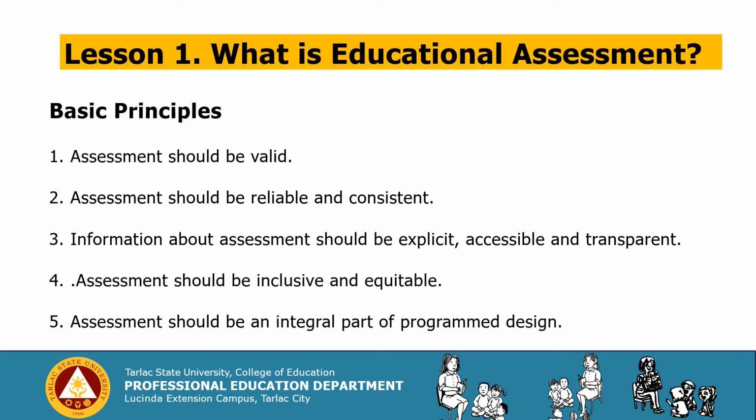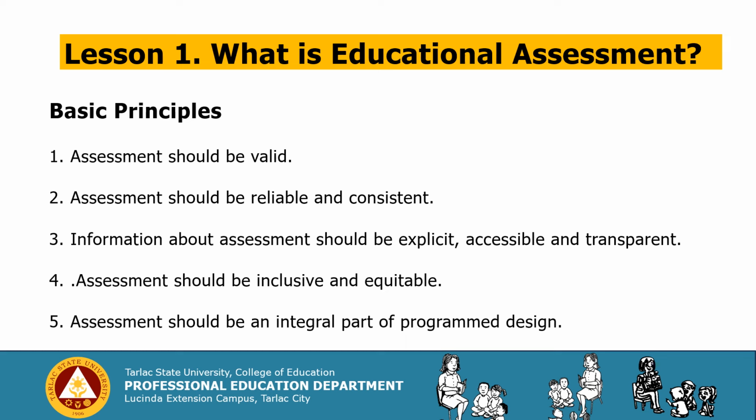For lesson 1, which is what is educational assessment, these are the basic principles. Number 1, assessment should be valid. Validity ensures that assessment tasks and associated criteria effectively measure student attainment of the intended learning outcomes at the appropriate level. The second one, assessment should be reliable and consistent.